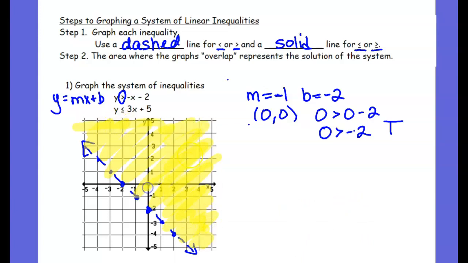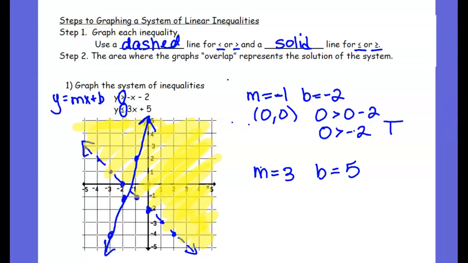Now let's figure out the second inequality. Our slope in the second is going to be 3 and the y-intercept is going to be 5, because we're in slope-intercept form. To graph it, we start at the y-intercept of 5 and our slope is 3, so we go down 3 and to the left 1. That gives us a slope of +3. It is less than or equal to, so in this case we have a solid line. A little shaky there.